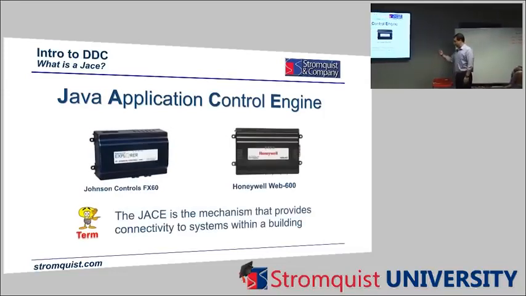So the Jace is the mechanism that provides connectivity to systems within a building. We're going to go into part 2 a little bit more about how this all comes together and works. But essentially, most of the major manufacturers today have a Jace that they deploy out in the system, and there's, I'm trying not to get too in depth, there's usually 3 models of Jaces. Like small, medium, large, let's just say that for now.